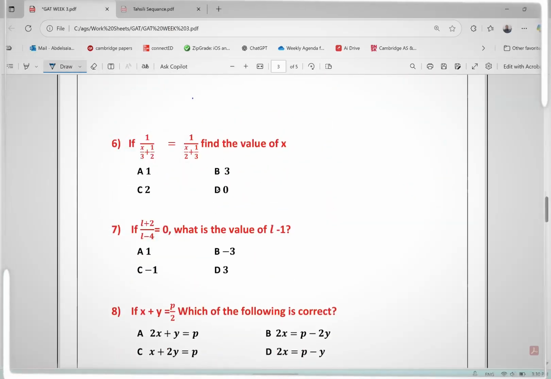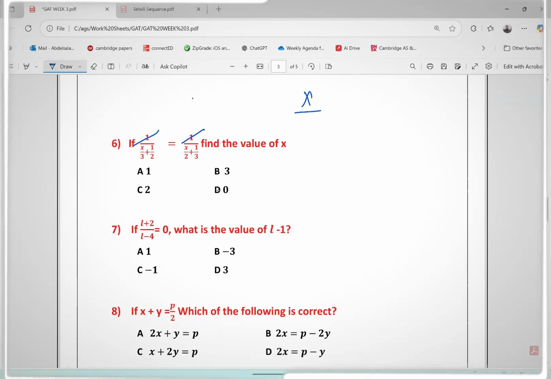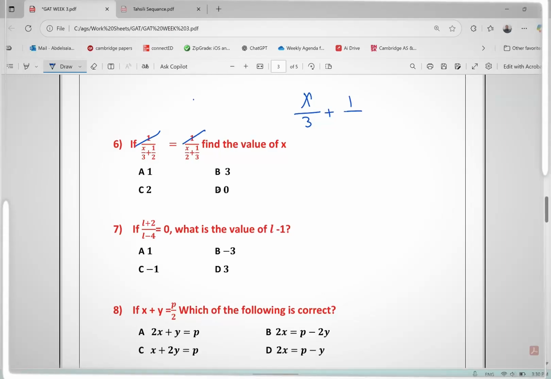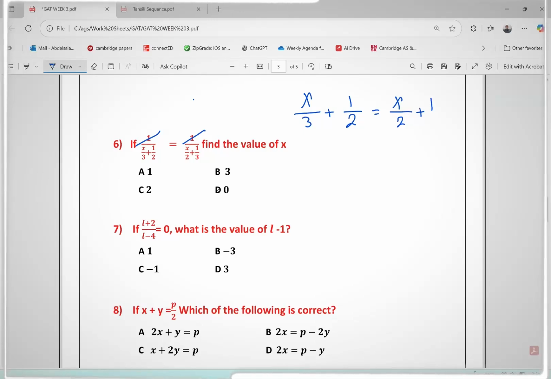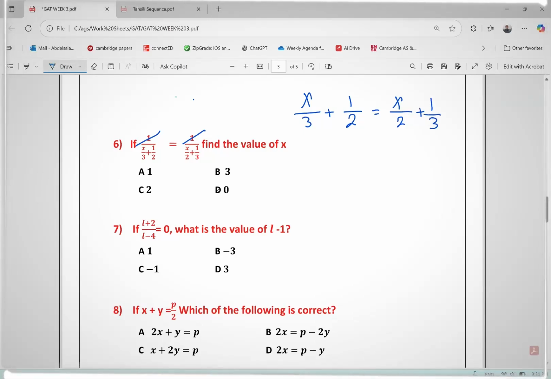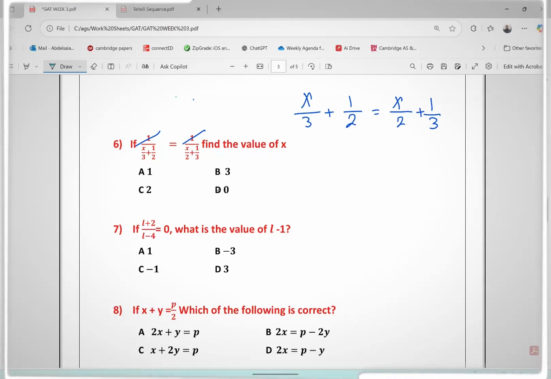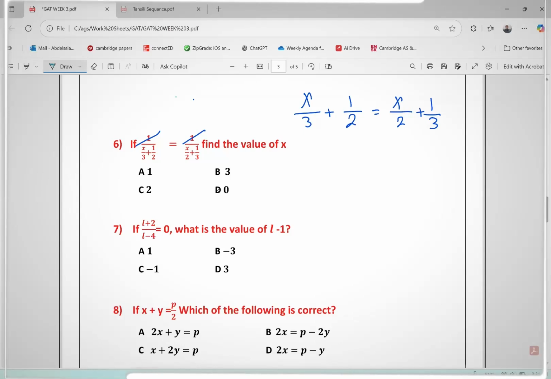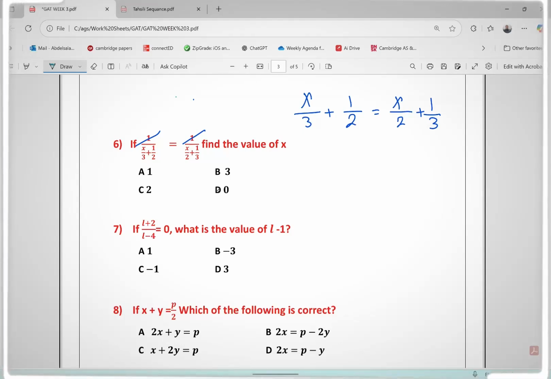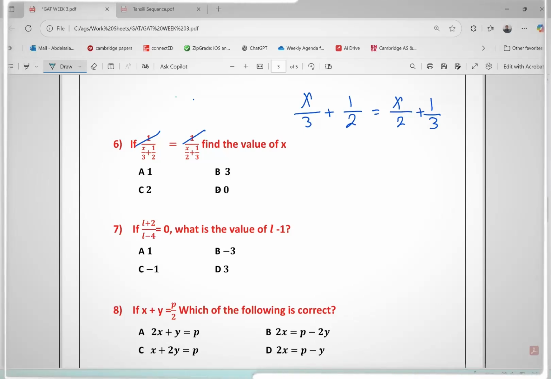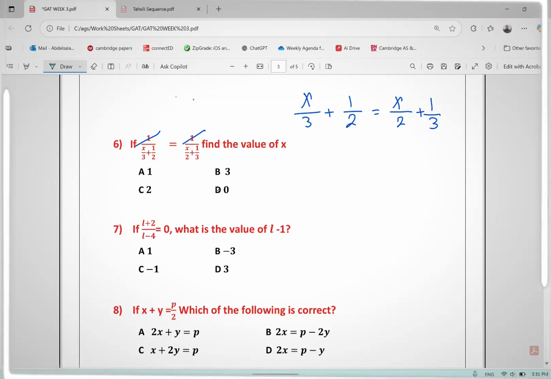We need to find the value of x. Cancel 1 and 1, so it will be x over 3 plus 1 over 2 equals x over 2 plus 1 over 3. One student told me, Mister, x is 1 direct. I told him, why? He said, Mister, here 2 and 3, and here 3 and 2. It means it should be the same question exactly. So it must be 1. And actually, this is, mashallah, a smart way to solve this question. Let's solve it by steps and see if your friend's solution is correct or not.